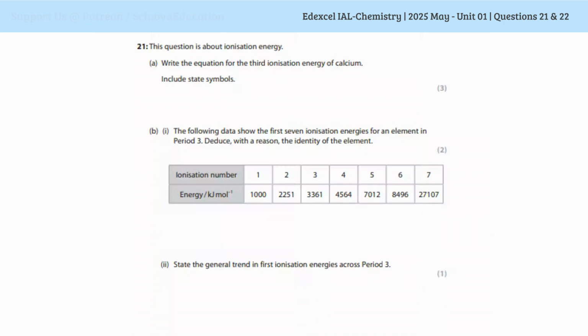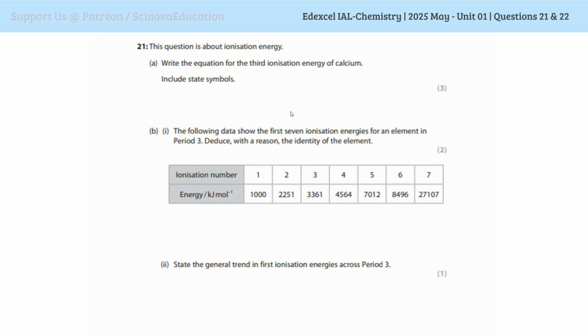Edexcel IAL Chemistry 2025 June, Unit 1, Question 21. This question is about ionization energy. Write the equation for the third ionization energy of calcium.